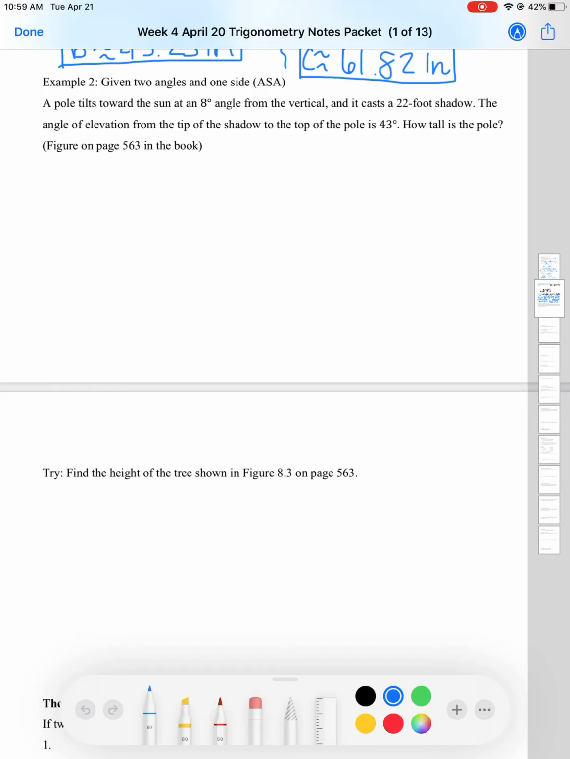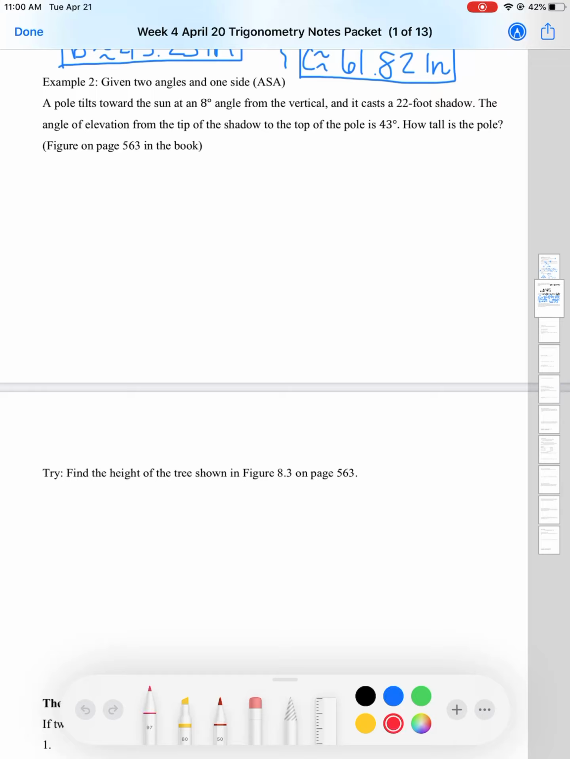A pole tilts toward the sun at an 8-degree angle from the vertical, and it casts a 22-foot shadow. The angle of elevation from the tip of the shadow to the top of the pole is 43 degrees. How tall is the pole? The figure is on page 563 in the book. I would recommend trying to draw the picture. It's really good for you to try to imagine what these look like. But if you're really struggling, the picture is provided for you in the book.